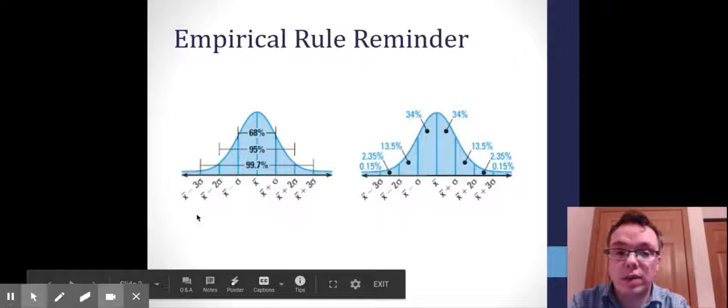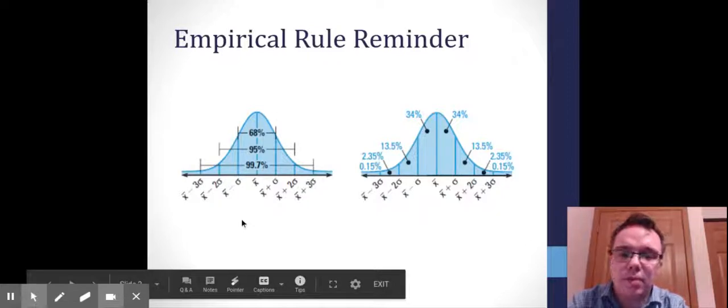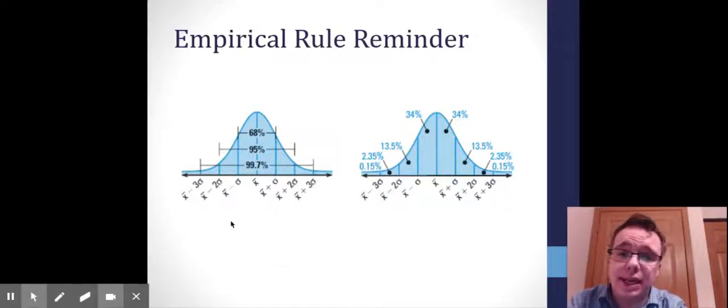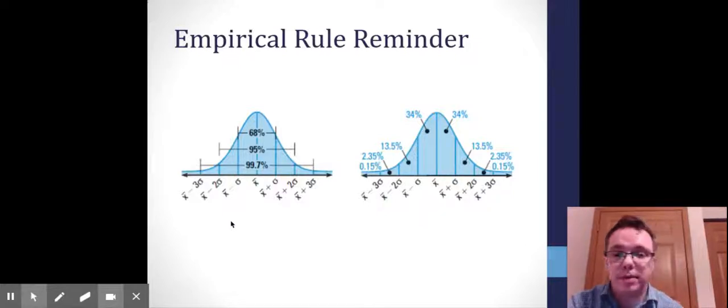Between one standard deviation away from the mean, we should have 68% of our data. Between two standard deviations away from the mean, we should have 95% of our data. And between three standard deviations away from the mean, we should have 99.7% of our data. Remember, it's also called the 68%, 95%, 99.7% rule.